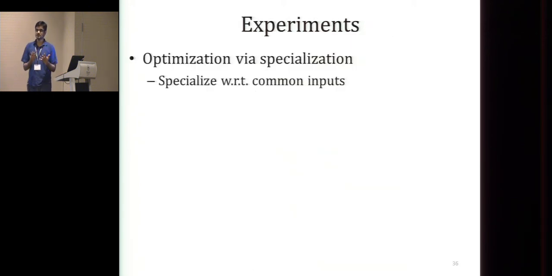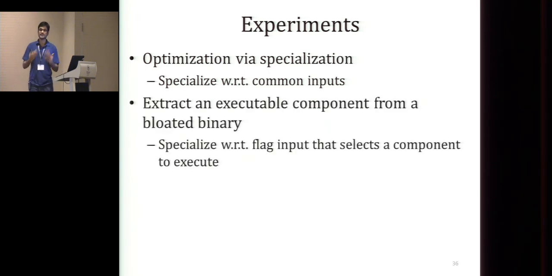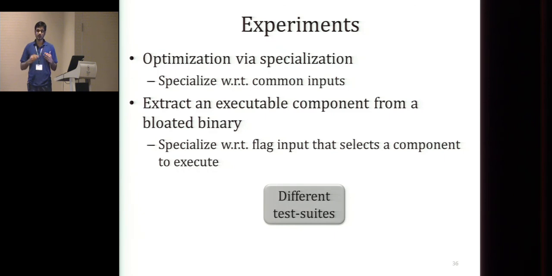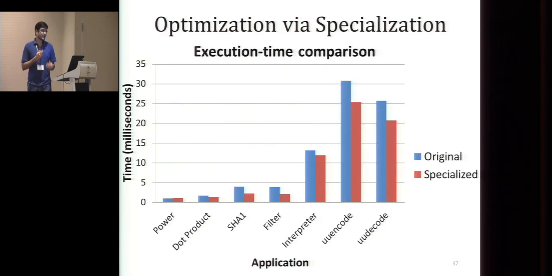Viper was designed for two principal use cases. One is to specialize binaries with respect to common inputs, and the other is to extract an executable component by specializing with respect to a flag that selects that component. We used different test suites for evaluating the two use cases. Here are our results for the first use case. Our test suite consists of 7 IA32 binaries. The first 5 came from micro-benchmark programs written by us, and the last 2 came from open source FreeBSD utilities. The sources of the binaries ranged from 19 lines to 167 lines of C code.